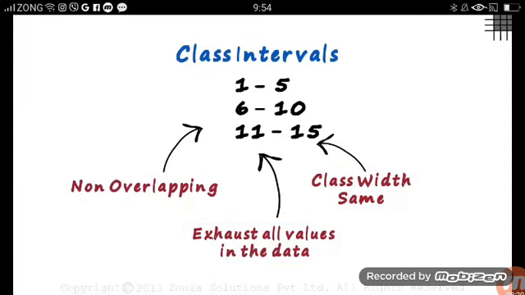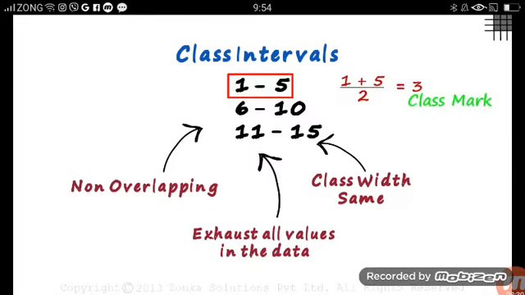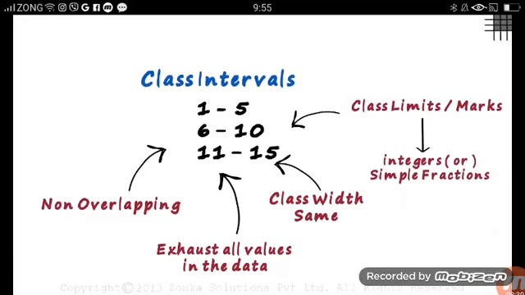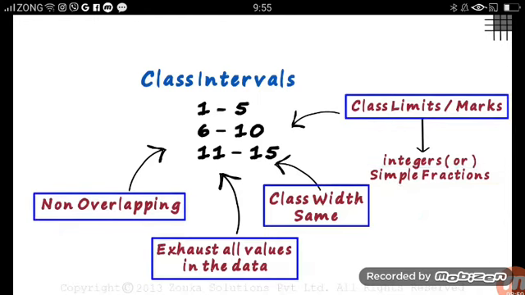There is just one more condition we need to keep in mind. In the first interval, 1 and 5 are class limits, and the average of 1 and 5 is called the class mark. The fourth condition says that the class limits and the class marks of each interval should be integers or simple fractions. A simple fraction is a fraction in which the numerator and the denominator are both integers. These are the basic rules we need to keep in mind while making groups or class intervals.